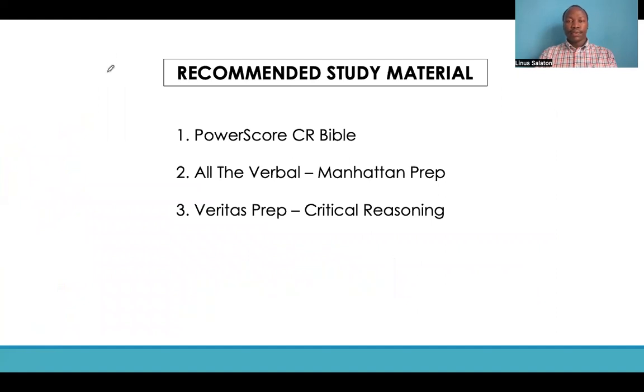Recommended study materials for critical reasoning, and more specifically inference questions, are the PowerScore Critical Reasoning Bible. This is comprehensive, very detailed, and will really help you in your studies. Secondly, we have All the Verbal by Manhattan Prep. And thirdly, the Writers Prep Critical Reasoning section.